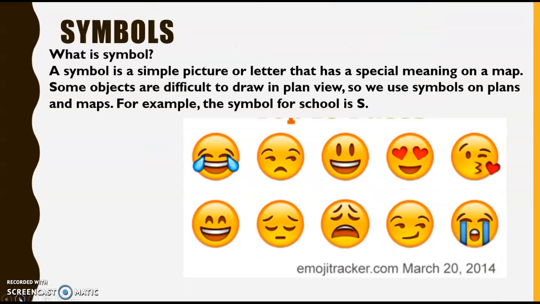Symbols. What is a symbol? A symbol is a simple picture or letter that has a special meaning on a map. Some objects are difficult to draw in a plan view, so we use symbols on plans and maps. For example, the symbol for school is usually the letter S.